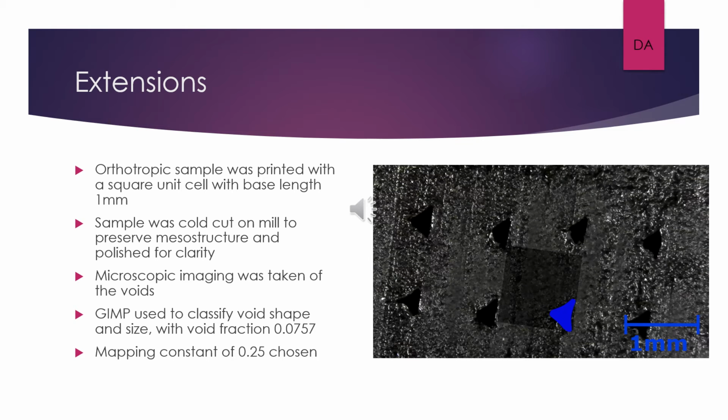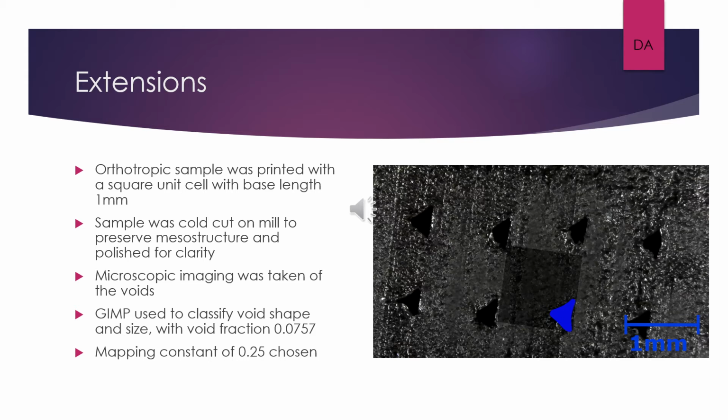The first step in our physical testing was to print an orthotropic sample, which basically means all the lines across all layers were oriented the same way, take a cross section of it without distorting it, and then analyze the void shape in an orthotropic example of our PLA 3D printed material. You can see on the right, we took microscopic imaging, brought it into GIMP, and measured our void shape and void fraction, which were then input into the codes previously discussed.